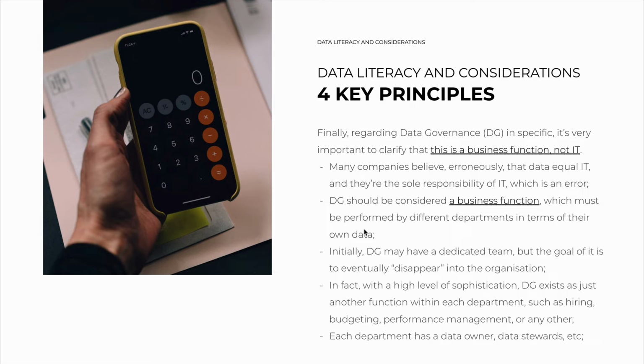Every department does it, some do it better than others, and all departments do it better if there are central policies and central processes. So look, when starting a data governance program, in specific, DG may have its own dedicated team, probably with different people plucked from different departments. But the goal of data governance is for it to eventually disappear into the organization. It becomes just one more operation that every department performs, or set of operations.